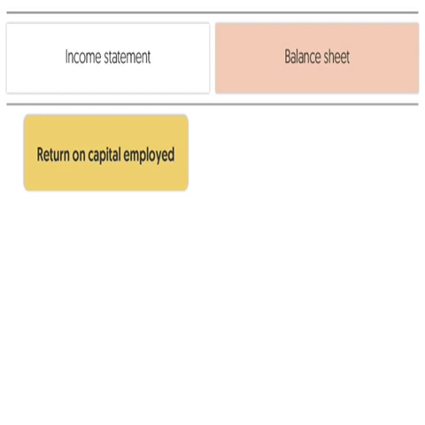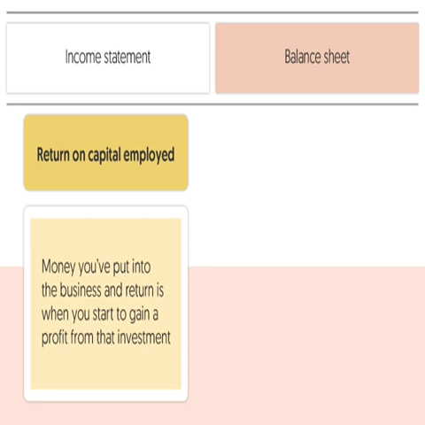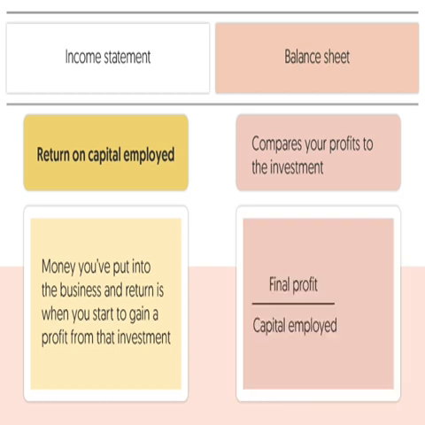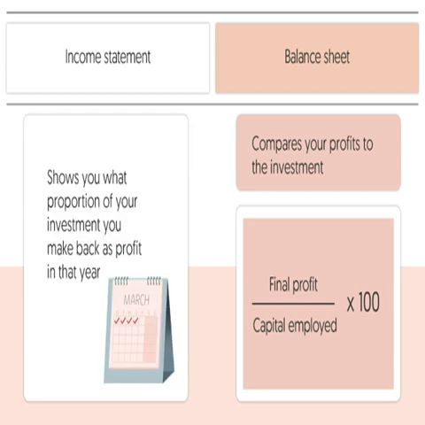The most important is return on capital employed. As a quick reminder, capital employed is money you've put into the business, and return is when you start to gain a profit from that investment. There are some variations on this calculation, but in essence, it simply compares your profits to the investment. You take your final profit, divide by the capital employed, and then multiply by 100 to give a percentage. It shows you what proportion of your investment you make back as a profit in that year.